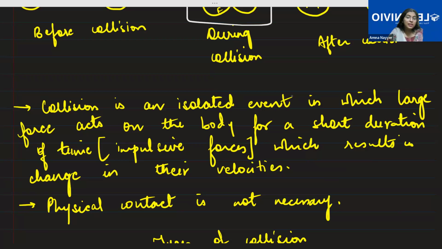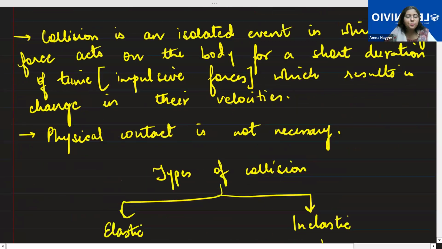So why is this an impulsive force, as an example? Because the velocity is changed. The collision is such an event that changes the initial velocities of the body and gives it a new final velocity. So, of course, collision is an isolated event, and the forces that are required are impulsive forces.